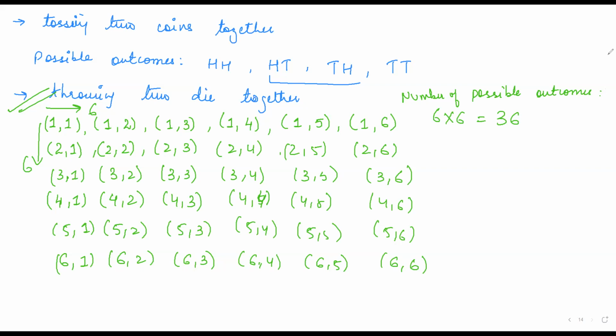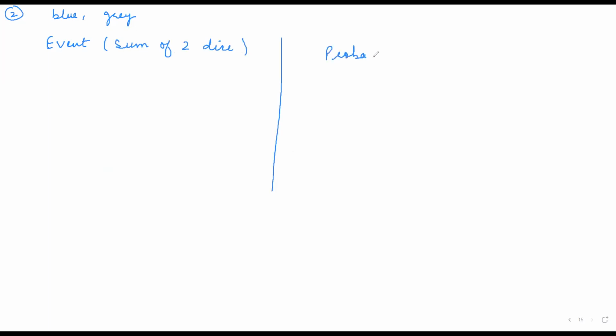Okay, so let's move to question number 22 now. There's a table given here. Two dice, one blue and one gray, are thrown at the same time. Now complete the following table. This is the event, where the event means the sum of the two dice. Then you have to write the probability here. So you have to complete the table. One by one we will take up.